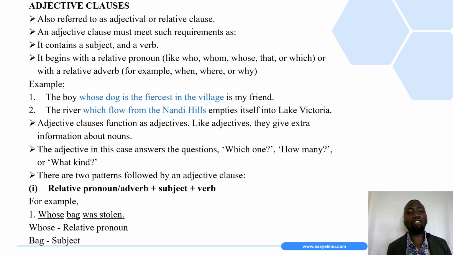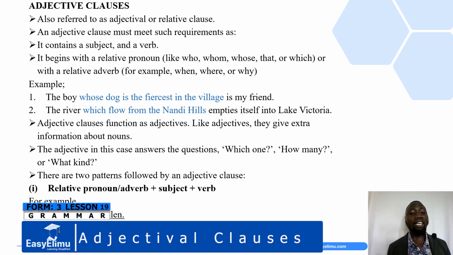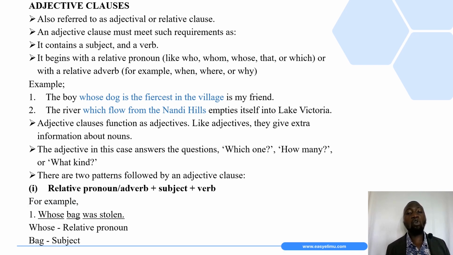An adjective clause must meet certain requirements. Number one, it must contain a subject and a verb. Number two, an adjective clause begins with a relative pronoun. So it must begin with a relative pronoun like who, whom, whose, that, or which. Or it can as well begin with a relative adverb. Examples of relative adverbs that we have are when, where, and why.